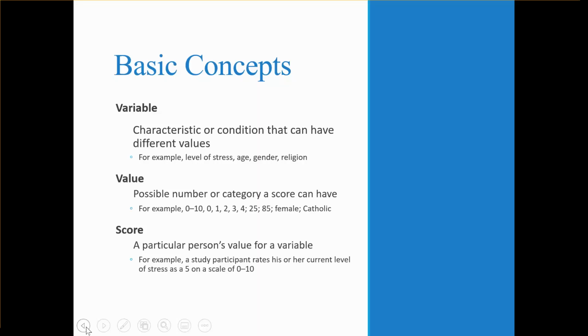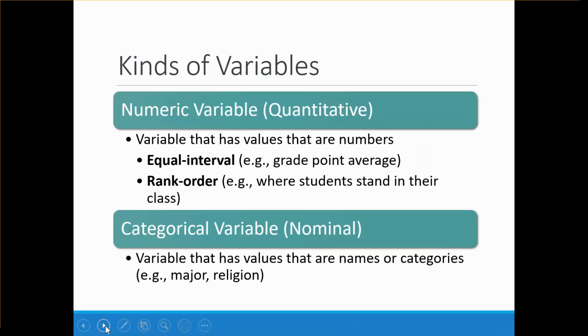So these are the different concepts that we use in statistics. I think those are pretty simple. Now, different kinds of variables, I've already sort of mentioned those. So we have numeric variables, or quantitative, if you want to use the bigger words. We also have categorical variables or nominal variables. Nominal is just another way to say categorical.